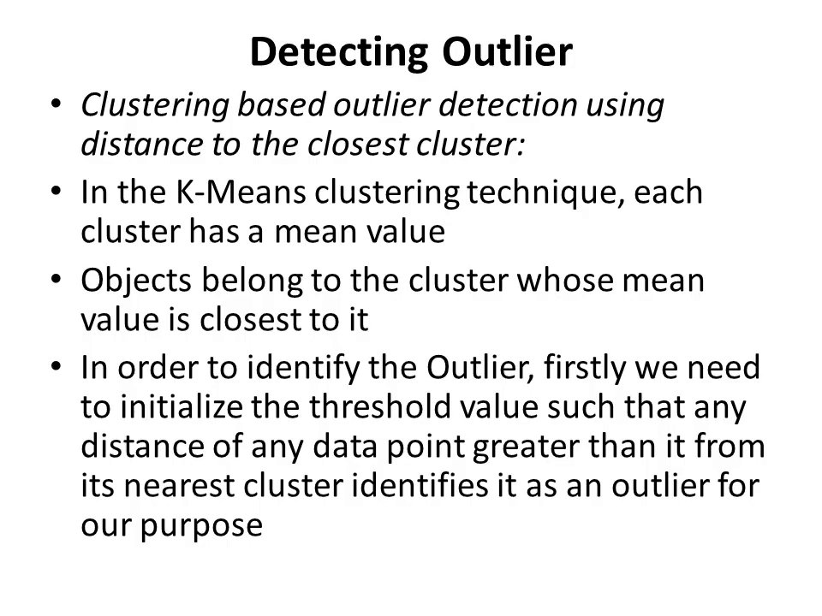Detecting outliers: clustering based outlier detection using distance to the closest cluster. In the k-means clustering technique, each cluster has a mean value. Objects belong to the cluster whose mean value is closest to it. In order to identify the outlier, firstly, we need to initialize the threshold value such that any data point whose distance from its nearest cluster is greater than it is identified as an outlier for our purpose.